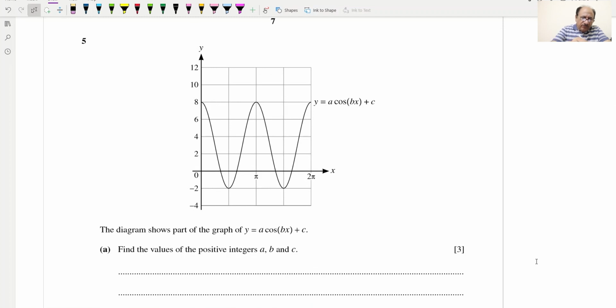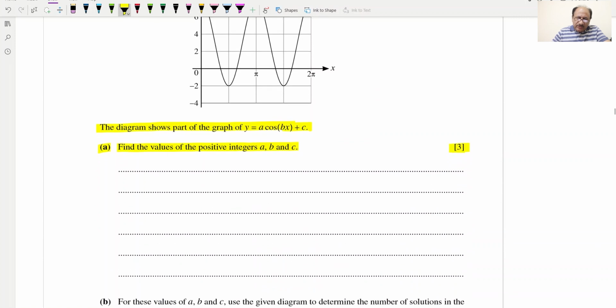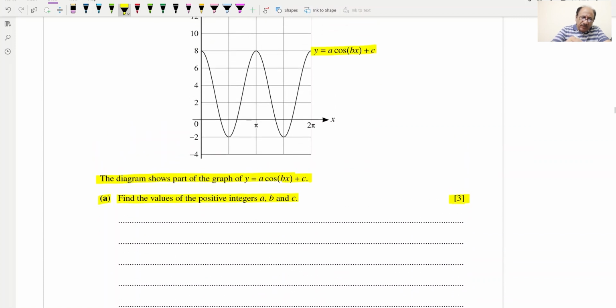Question number 5, graph is provided and y is equal to a cos bx plus c. The diagram shows part of the graph of y is equal to a cos bx plus c. A part, find the values of positive integers a, b, c, and this is a 3 marks question. So we need to understand the transformation and apply it on the graph basically.